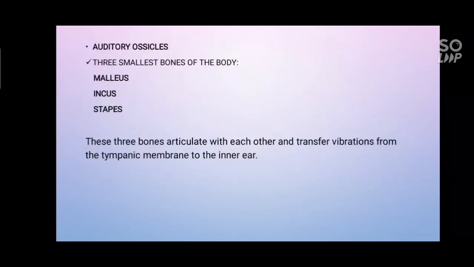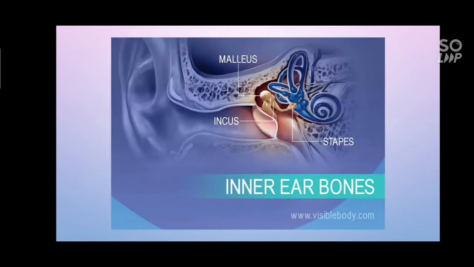The three smallest bones of the body can be found inside the inner ear, or our auditory ossicles, the malleus, incus, and stapes. These three bones articulate with each other and transfer vibrations from the tympanic membrane to the inner ear. So we have here the illustration of the inner ear bones, the malleus, incus, and stapes. This is the tympanic membrane or our eardrum.